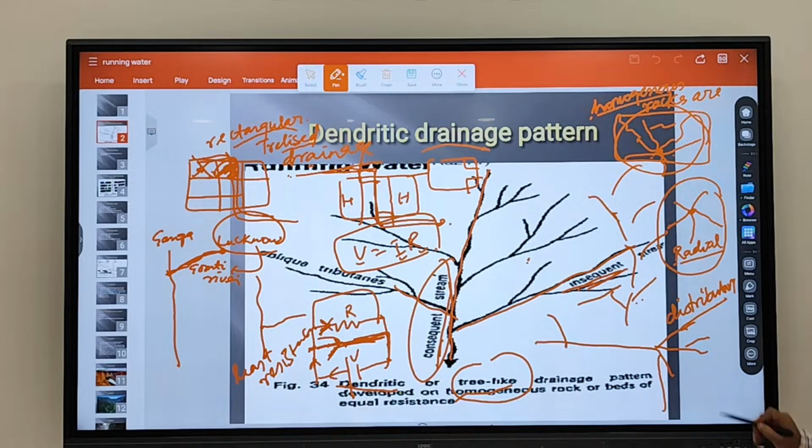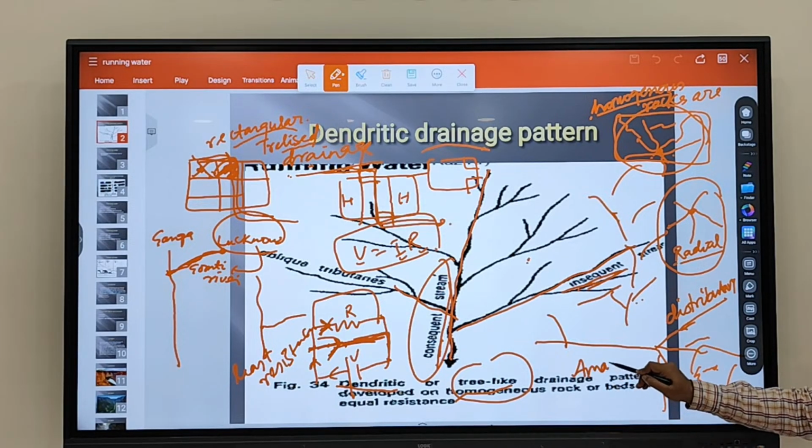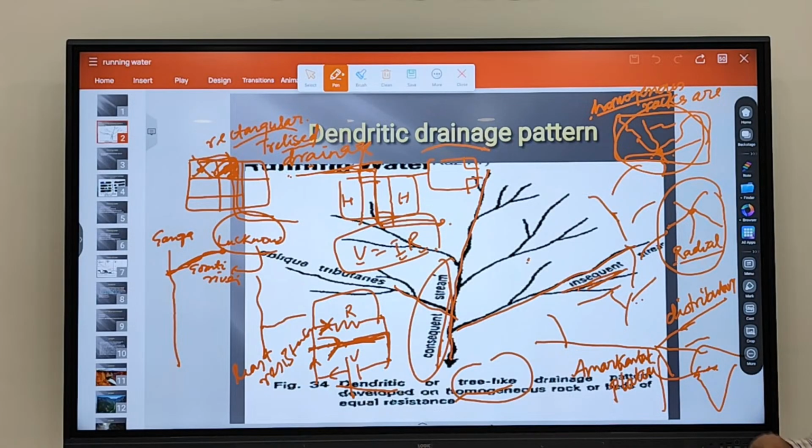For example, when we come to Indian geography, you'll study a plateau over here called the Amarkantak Plateau. From this plateau, you'll see the Narmada originating, and you'll also see the Son River originating. The Son River flows like this, the Narmada River flows like this. So from the same point, many streams originate, forming a radial drainage pattern.